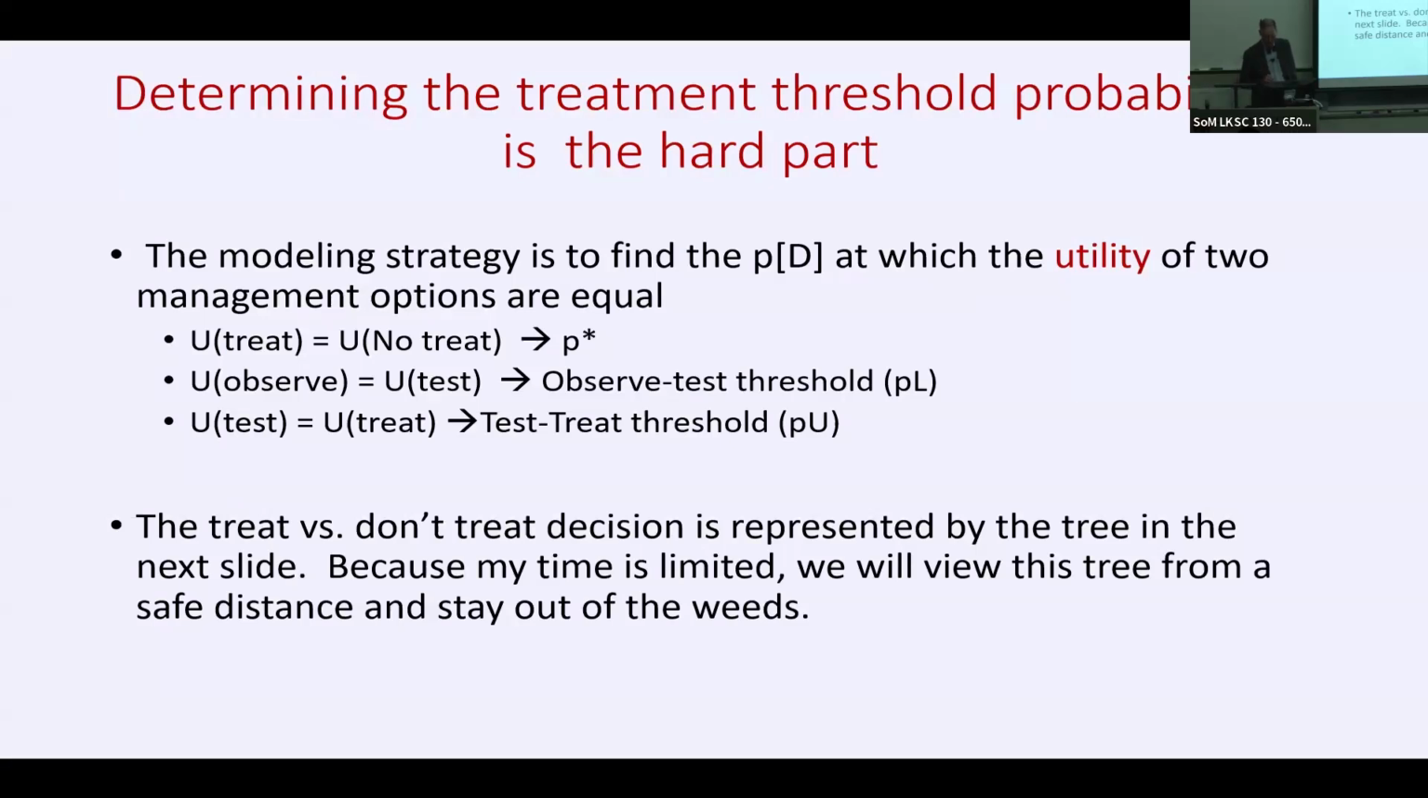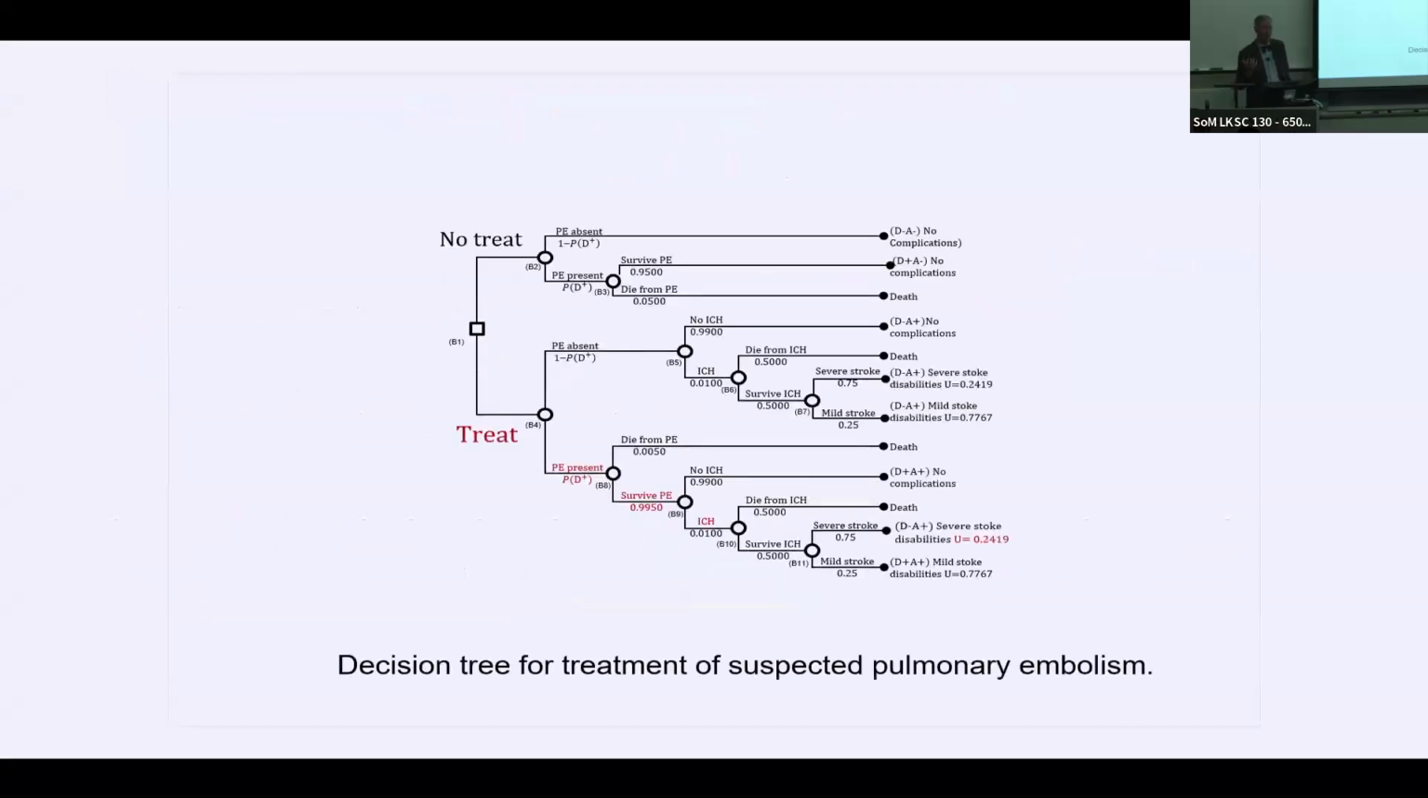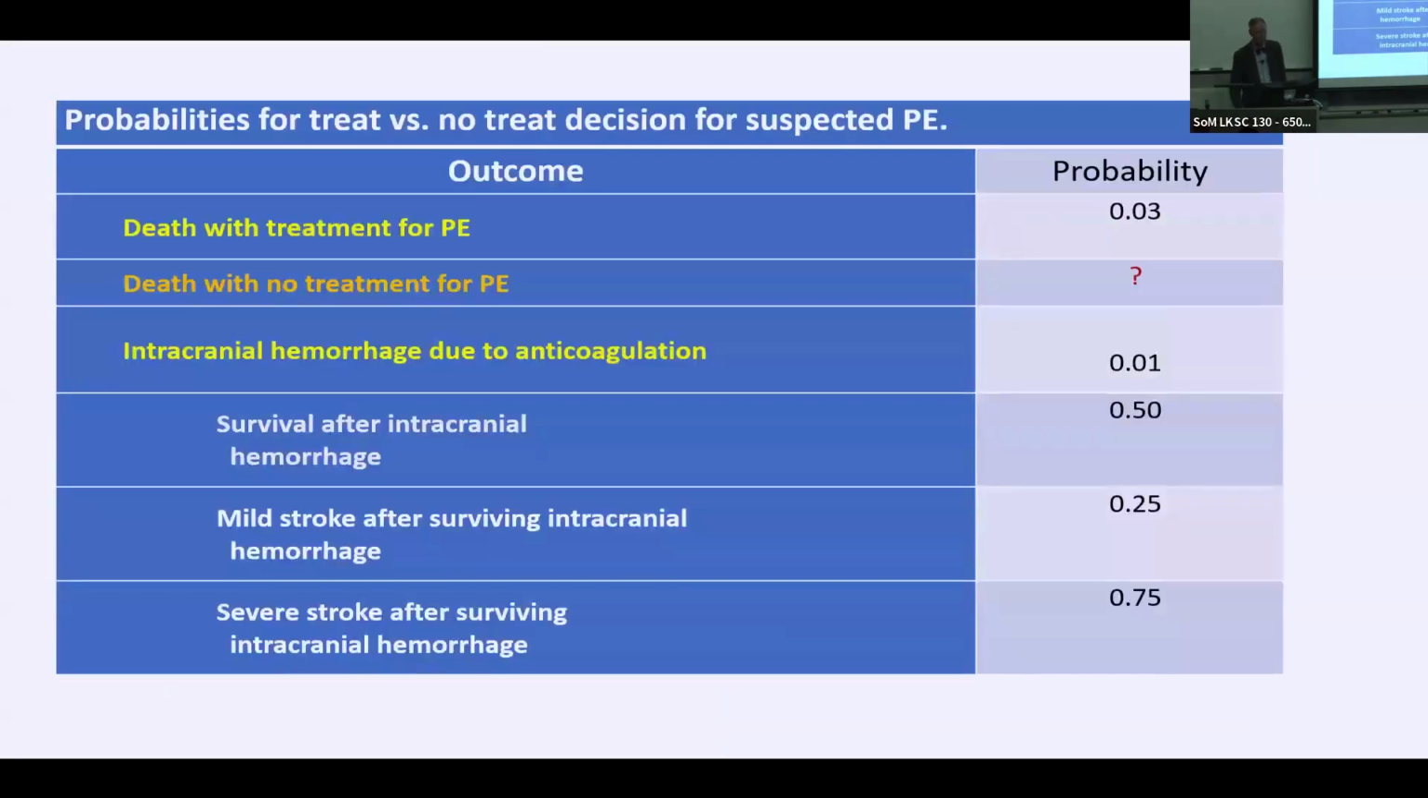So in the next slide, I'm going to represent this decision problem with a decision tree. But because we don't have all day for me to describe it, we're going to view it from a very safe distance, and we're not going into the weeds at all. But I actually represented this on a spreadsheet and did a lot of work with that. So there it is. Okay, folks, that's enough. No peeking. All right. So here are some of the probabilities that go into that model.